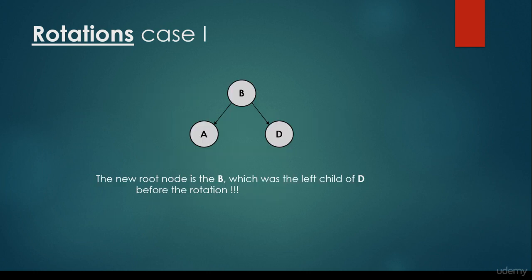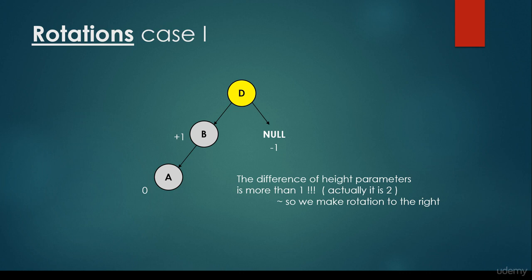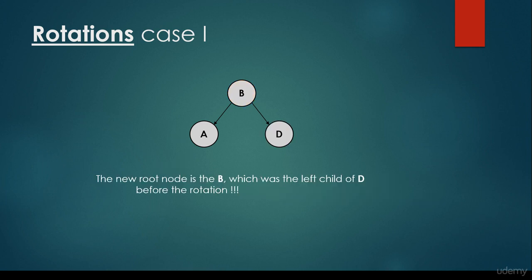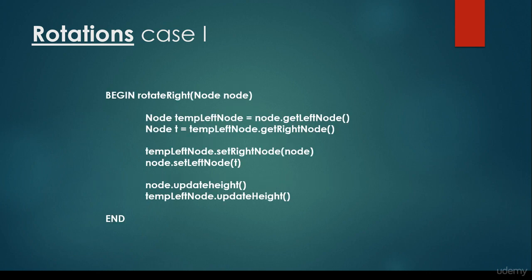And the tempLeftNode.setRightNode is basically when we make the left child of the root node to be the new root node. So if you may recall, in this case we have the root node, which is the D. We get the left child, which is the node B, and we set for this node B to have the right child as its parent, so the D. So this is how we make the rotation to end up with this situation. And of course we have to update the height parameters because they have changed according to the rotation.